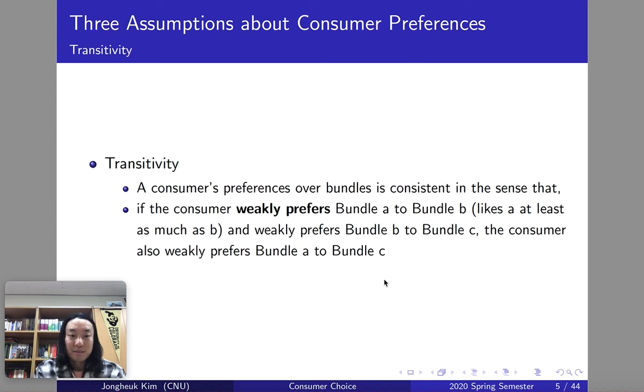You know what I mean? So there are three bundles, and one bundle and the other bundle have a relationship. They have a ranking. And you have the third bundle. It could be any of these. Okay?